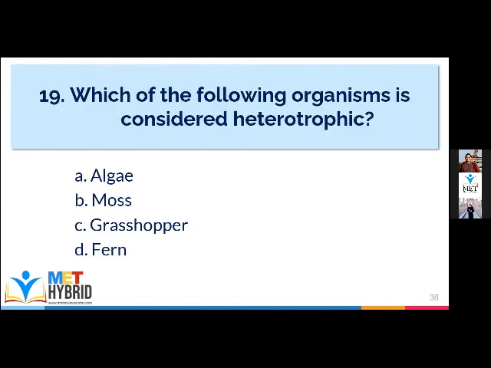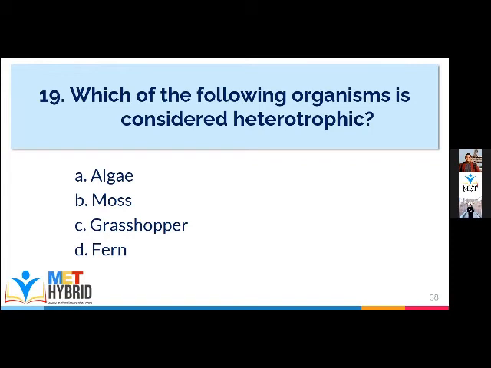Number 19, which of the following organisms is considered heterotrophic? A, algae, B, moss, C, grasshopper, D, fern. Oh, may nag-letter A, may nag-grasshopper. Oh, maraming nag-A.